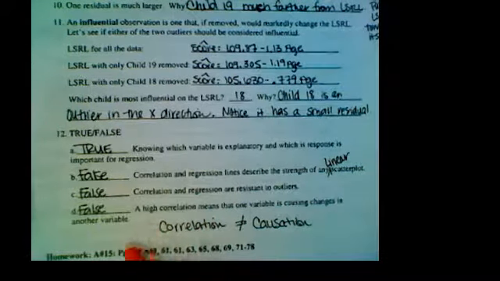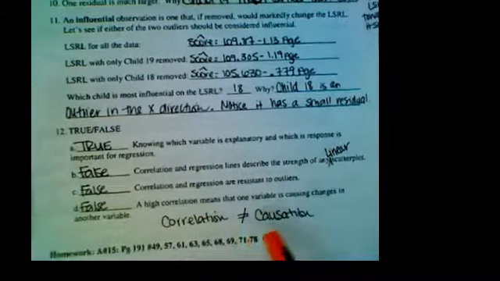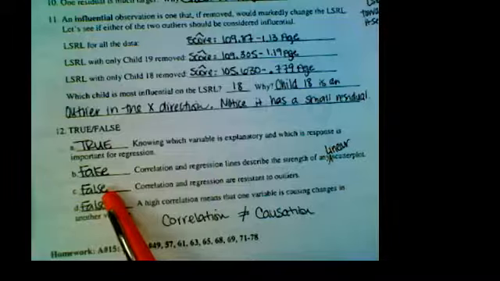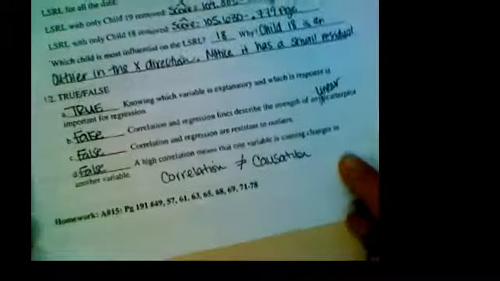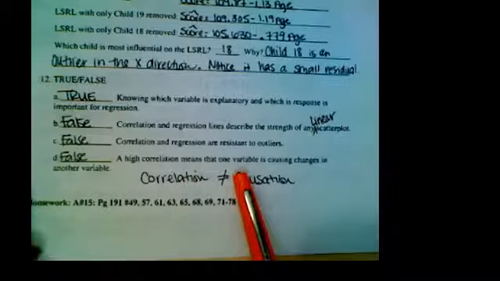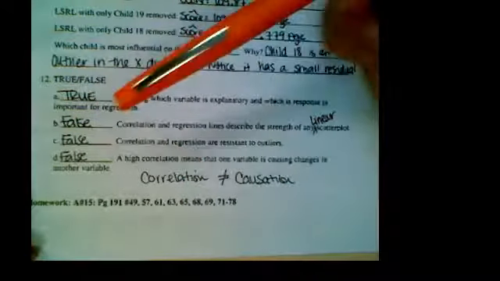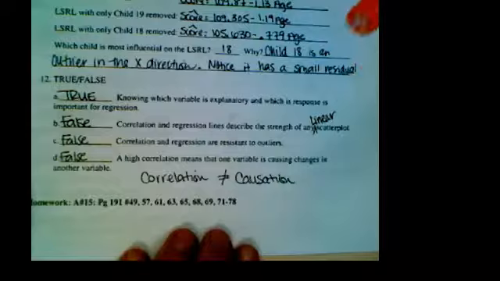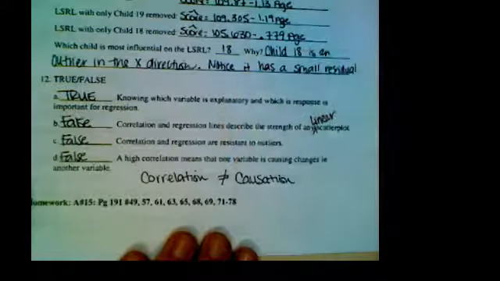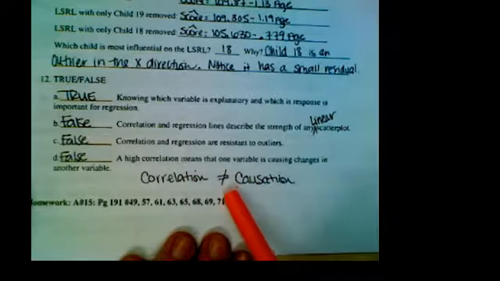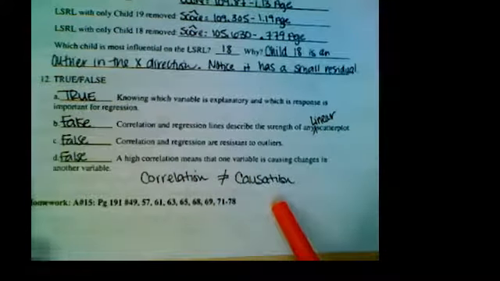A high correlation means that one variable is causing changes in another variable. False. The key is that correlation does not tell us anything about causation. I can give you two things, which we're going to do next week. We're going to do correlation stations. Two things that are totally unrelated that have high correlation. That does not equal causation. So you have to be very, very careful.